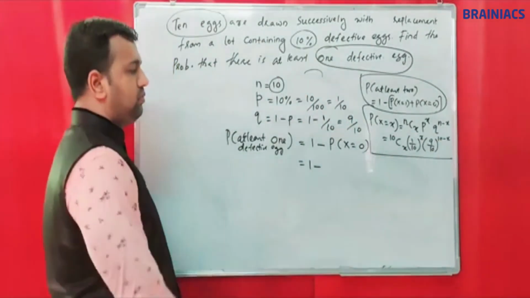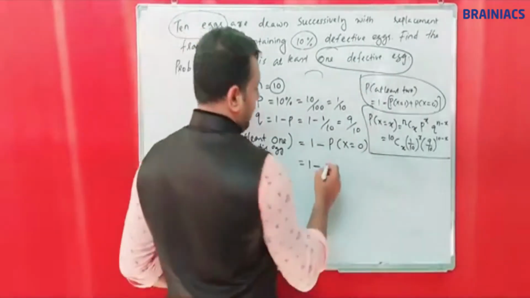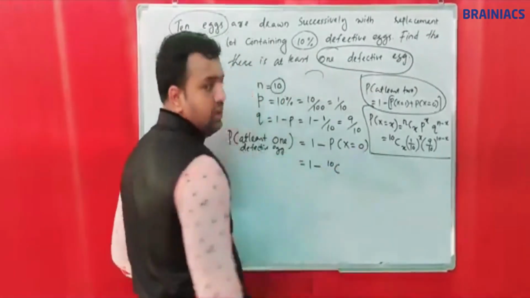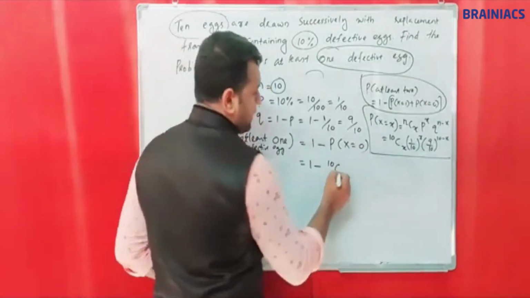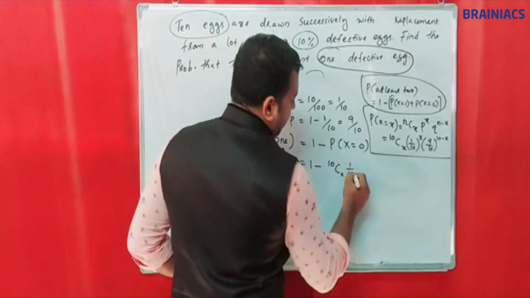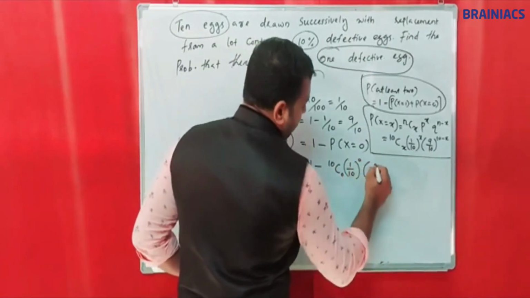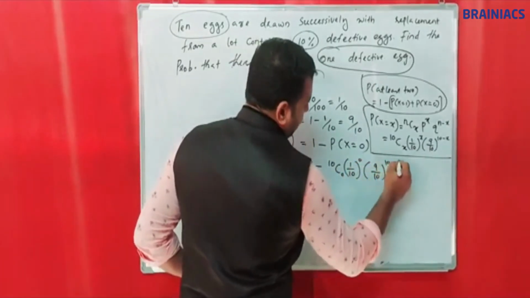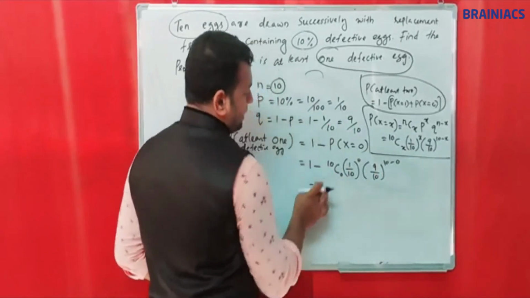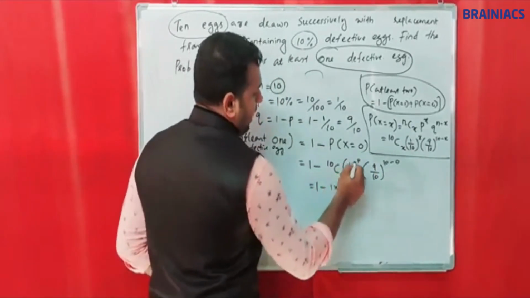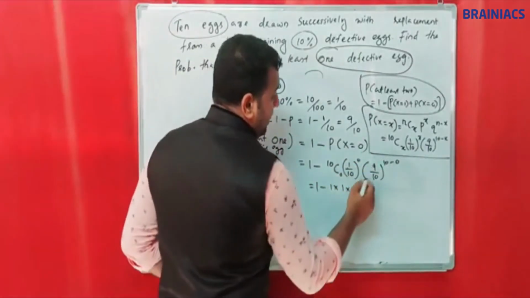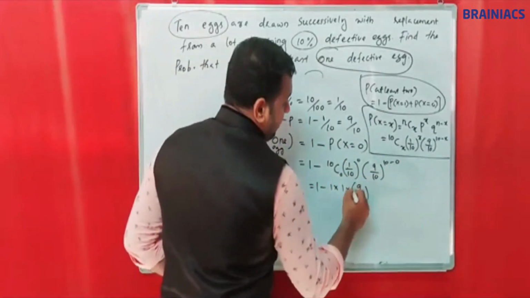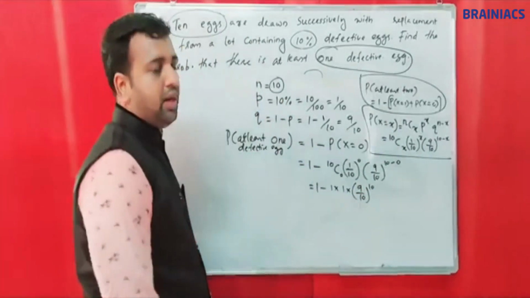So the answer is 10C, putting the value x is equal to 0. 10C0, 1 by 10 raised to 0, 9 by 10 raised to 10 minus 0. So the answer is 1 minus 10C0 is 1. 1 by 10 raised to 0 is also 1. And 9 by 10 raised to 10 minus 0 is 9 by 10 raised to 10.